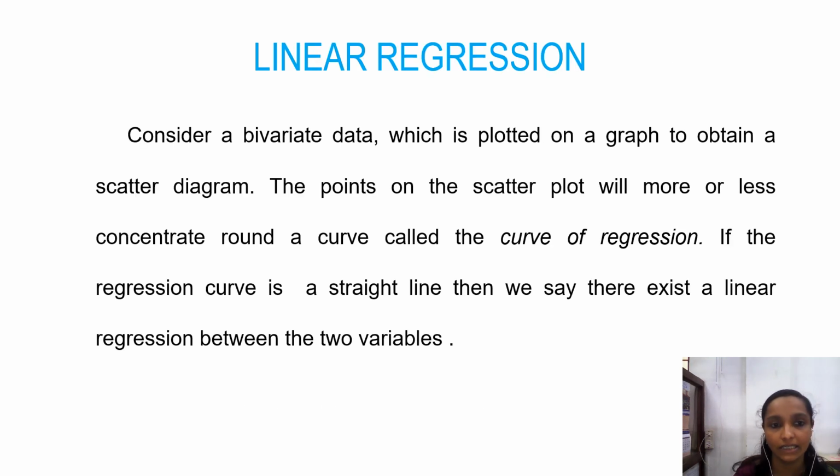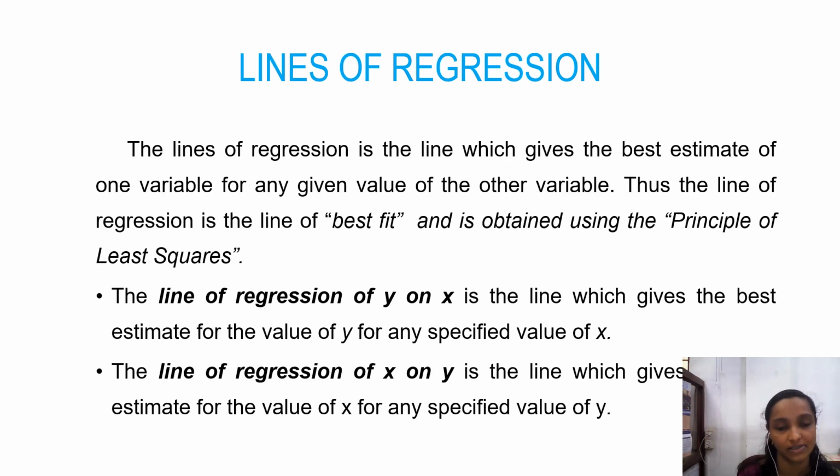Now, linear regression and non-linear regression. Considering bivariate data, the data is plotted on a graph to obtain the scatter diagram, and the points in the scatter diagram will more or less concentrate on a curve, which is called a curve of regression. If the curve is a straight line, then we say that it is a linear regression or linear relationship between the two variables in the study. If it is not like that, we say it is a non-linear relationship.